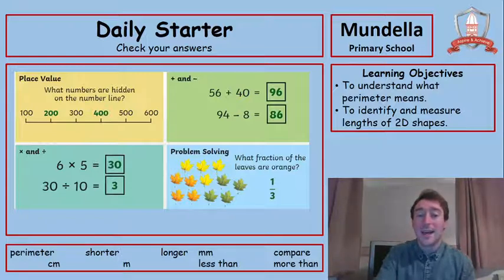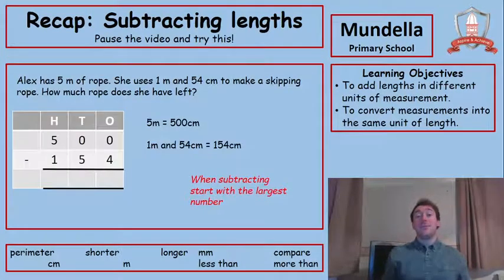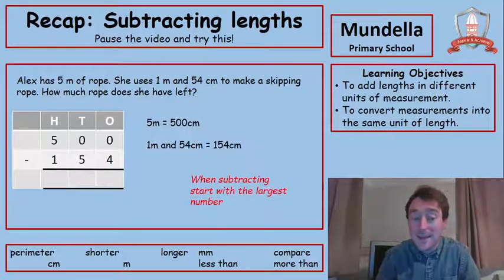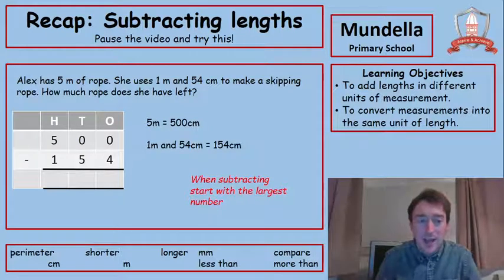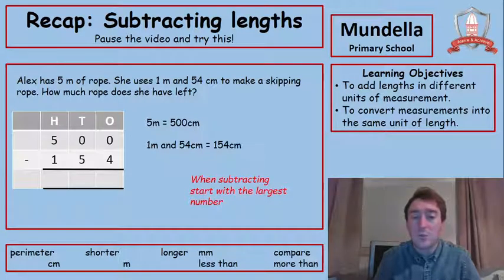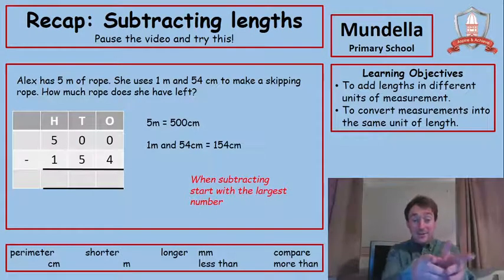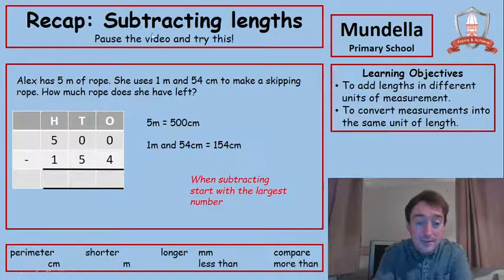Let's have a look at what we've done for the last couple of days with our recap. We've been subtracting lengths, okay? Let's have a look. Alex has 5 meters of rope. She uses 1 meter and 54 centimeters to make a skipping rope. How much rope does she have left? So we know that 5 meters, I've got this all here, look, it's right there.